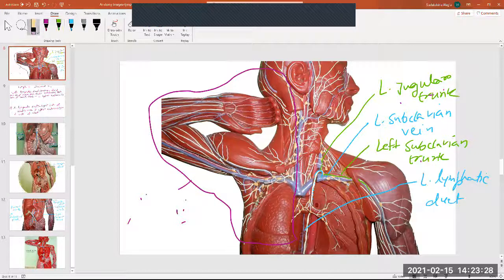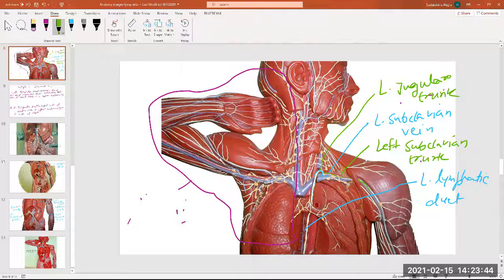If I erase just the last part, you can see the left subclavian trunk right there. Okay. So left jugular trunk, left subclavian trunk. These two also drain their lymph straight into the left lymphatic duct. This is why we say left lymphatic duct is draining from the left side of the head and neck, left upper extremity, entire viscera, and both lower extremities.